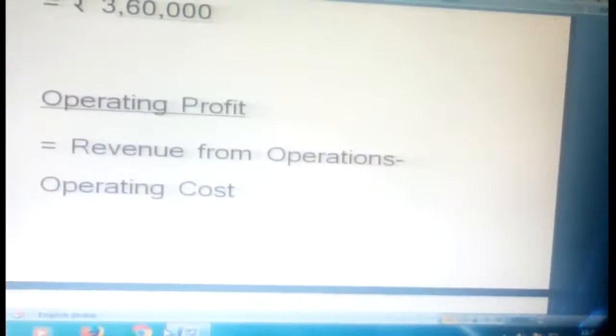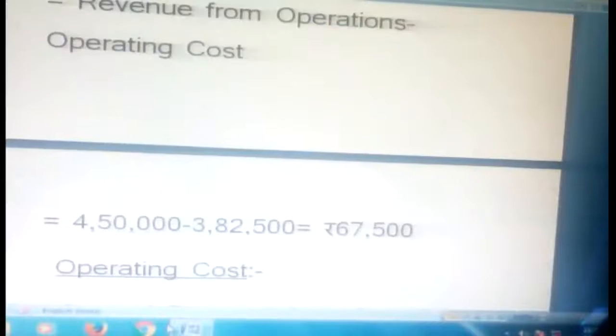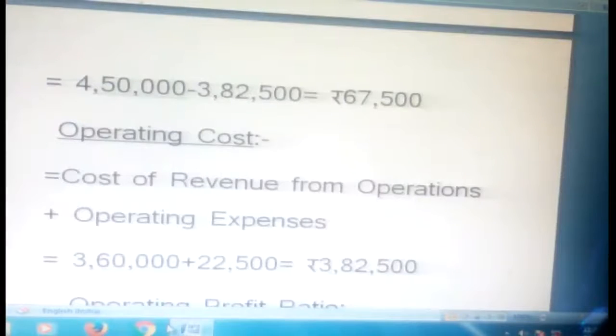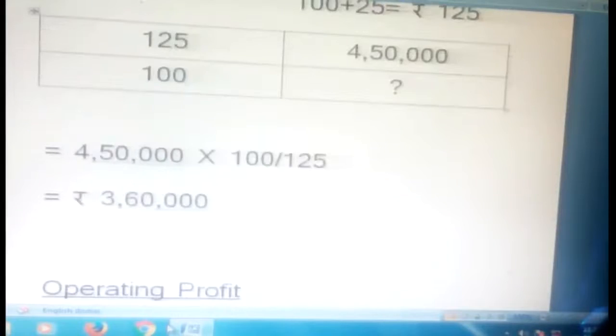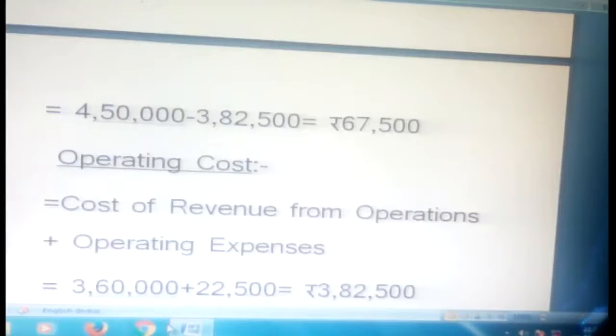Now what is our operating profit? As you know, revenue from operations minus operating cost. So what is our revenue from operations? 4,50,000, minus our operating cost. How to calculate operating cost here? Cost of revenue from operations plus operating expenses gives operating cost. As you know, just now we calculated our cost of revenue from operations as 3,60,000, so we substitute 3,60,000 here. From the problem they have given operating expenses 22,500. If I add together, we get operating cost 3,82,500.